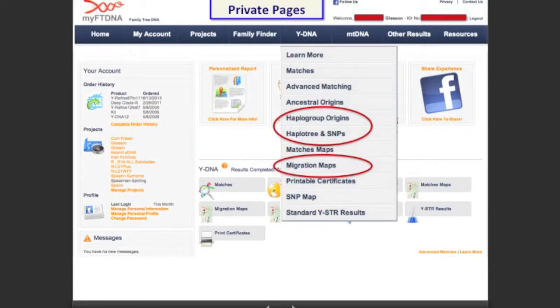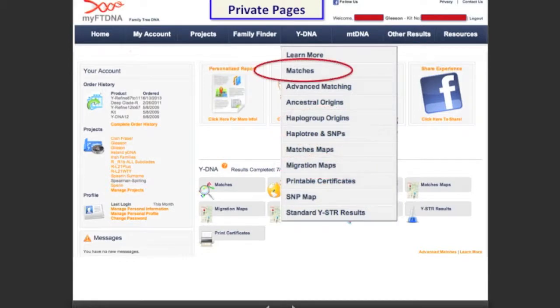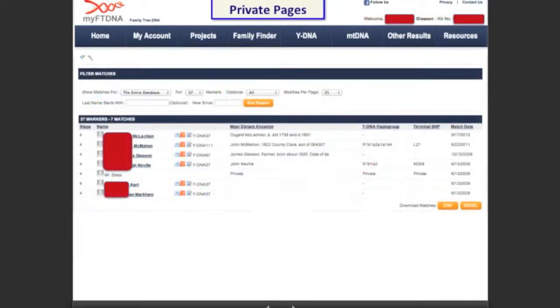So we've looked at the haplogroups, the haplotree, and the migration maps, and the last thing in the private pages is the matches. And this is from my Gleason kit. At 37 markers, I have 7 matches, but only 1 Gleason. Neville, McMahon, McLaughlin, Hart, Markham.